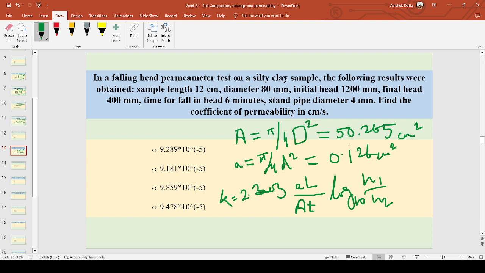H1 is the initial head, that is 1200 mm. H2 is the final head, that is 400 mm. Small a is the area of the cross section of the standpipe, and capital A is the area of the soil sample. Length of the soil is 12 centimeter, and time is given in minutes. You have to convert the time in seconds, that is 6 minutes into seconds, and then the answer will come in centimeter per second.